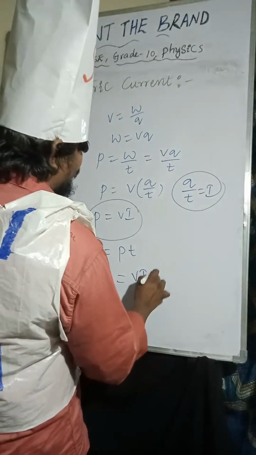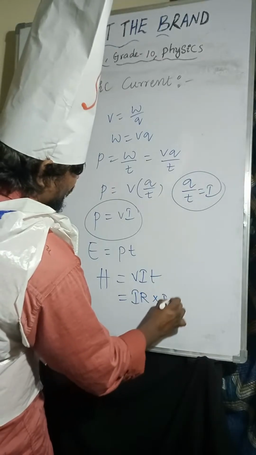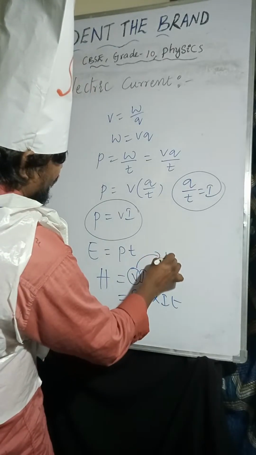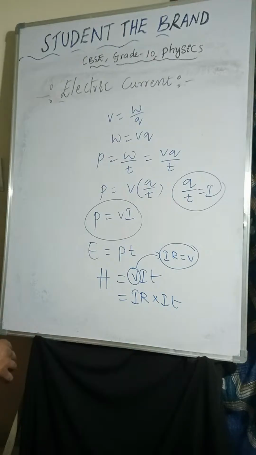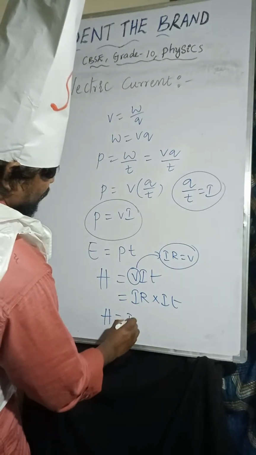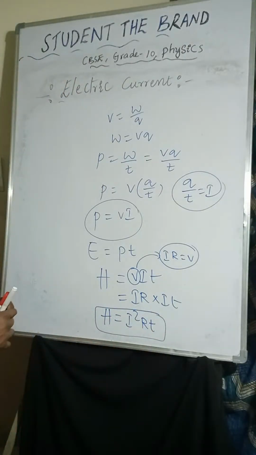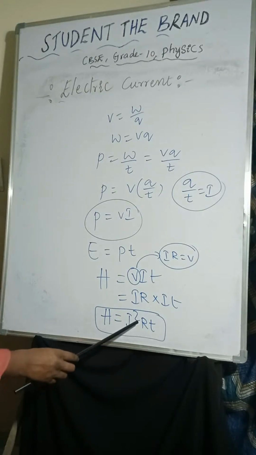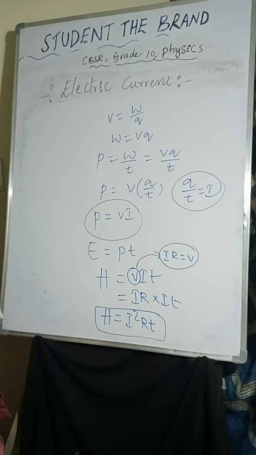So H equals V I into T, and V equals IR, so in the place of V I am writing IR: IR into I into T. So H equals I square RT. Heat produced in the conductor is directly proportional to the square of current, directly proportional to resistance, and directly proportional to time.